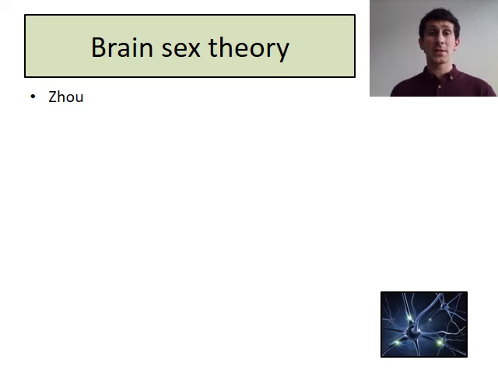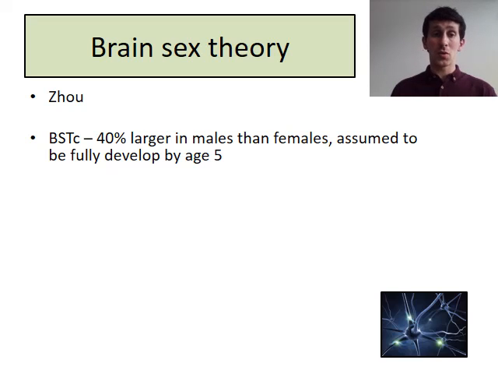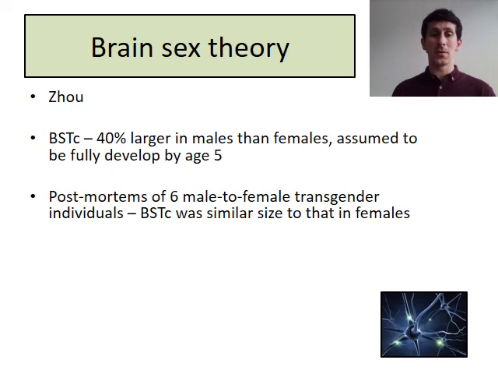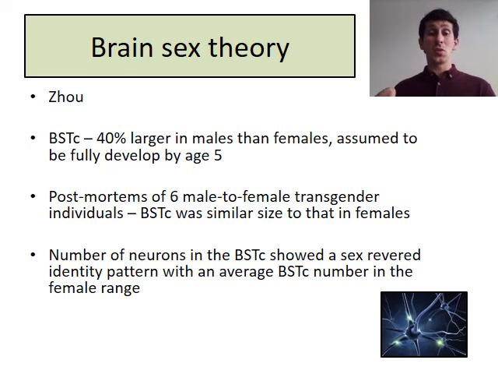So who did a study on this? And he found that one part of the brain, called the BSTC, is 40% larger in males than females. And we assume that this is fully developed by the age of 5. So males have a larger BSTC than females. However, when they conducted their study, they did post-mortems on 6 male to female transgender individuals. And what they found was that the BSTC in these males was a similar size to that in females. Okay? And it shows that males might have a brain similar to females when they have gender identity disorder.